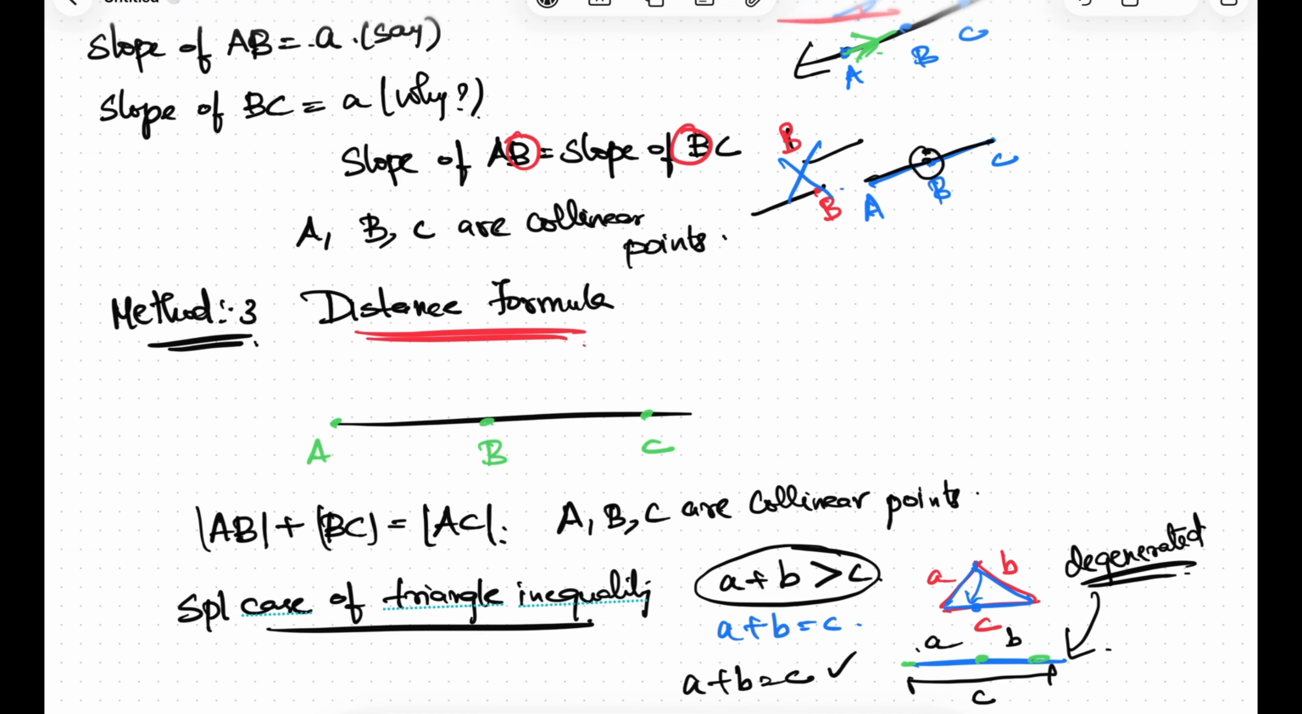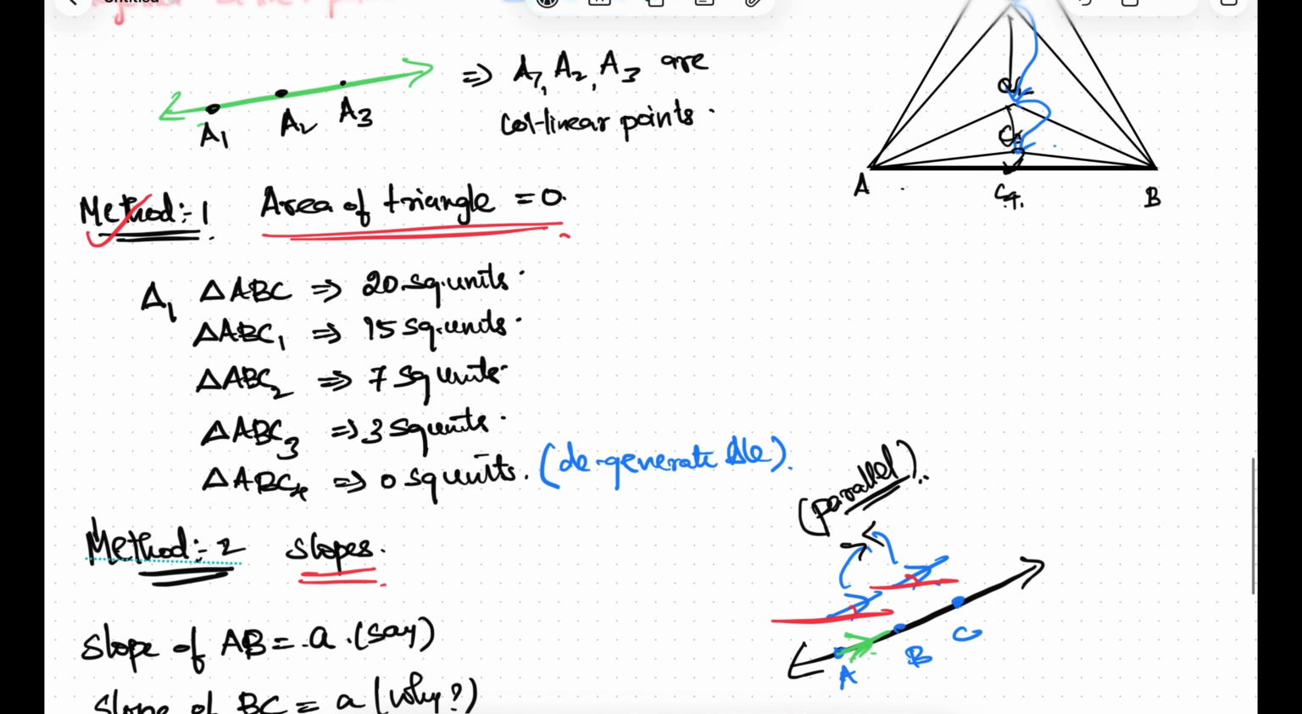So these are the 3 methods of proving 3 points to be collinear.